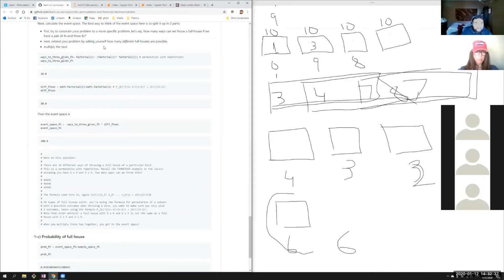Extend your problem by asking how many different full houses are possible. All right, how many different full houses are possible? How do we know that? Math, factorial 6 over factorial 4. N over n, so that's permutations of a subset, huh?